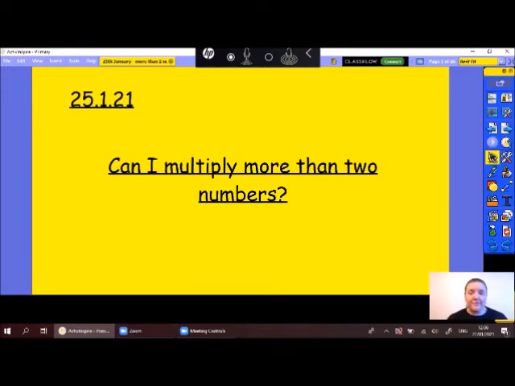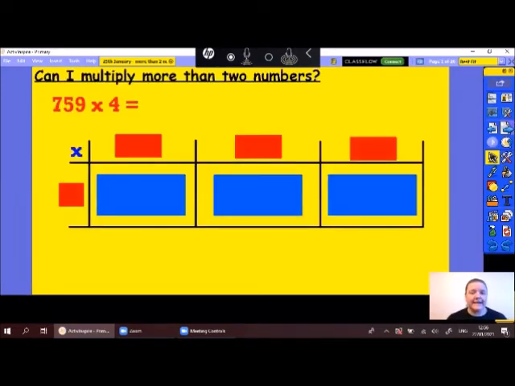Today we're going to carry on with our multiplication theme, but we're going to be multiplying more than two numbers together at any one time. Before we get on to that, let's just recap very quickly this grid method that we've been concentrating on.